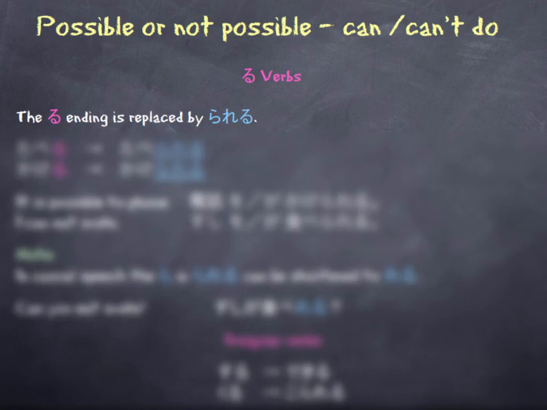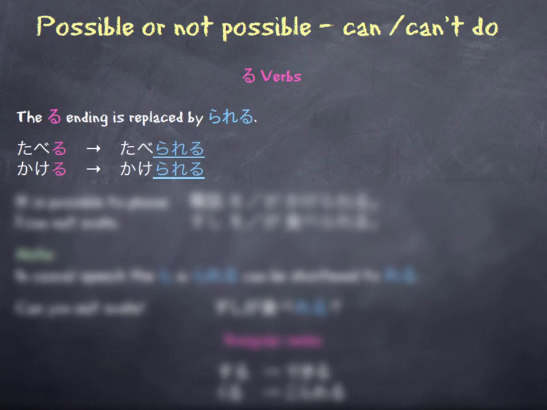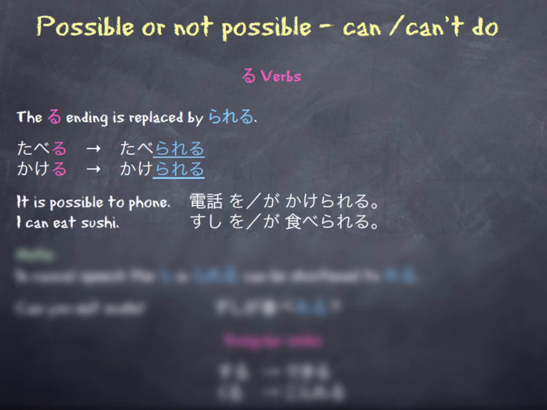Now with ru verbs, the ru ending is simply replaced by rareru. So for example, we have the verb taberu, which is the verb to eat, and we're going to change the ending from taberu to taberareru. So we're inserting this ra-re in between the verb stem and the ru. Let's have a look at a second example. Kakeru becomes kakerareru.